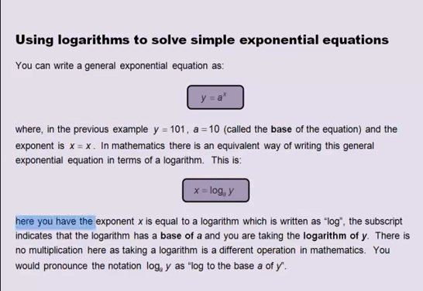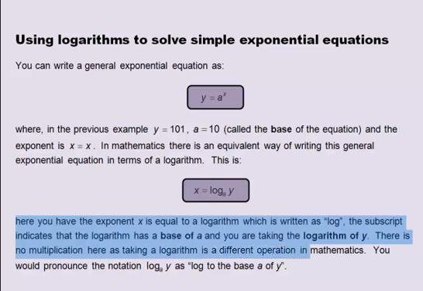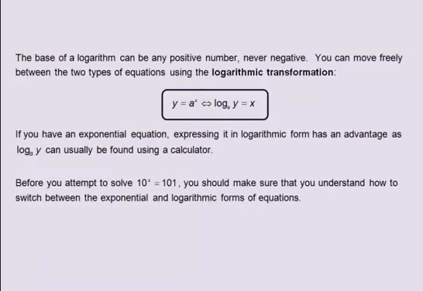Here you have the exponent x equal to a logarithm, which is written as log. The subscript indicates that the logarithm has a base of a and you are taking the logarithm of y. There is no multiplication here, as taking a logarithm is a different operation in mathematics. You would pronounce this notation as log to the base a of y. The base of a logarithm can be any positive number, but never negative.